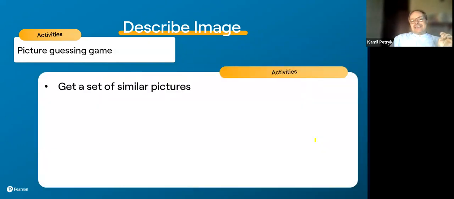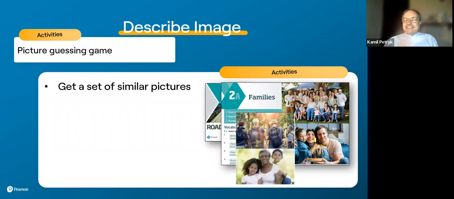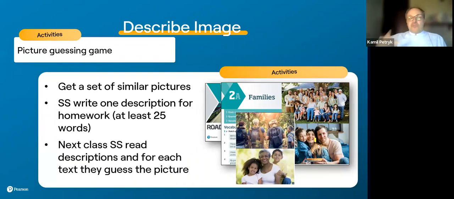There's another idea for a competitive activity in which they will practice image description. You can give them a set of similar pictures. For example, Roadmap. I told you 2 weeks ago that Roadmap has great images, so you can easily find some images to work with. For example, in unit 2A, families, you have a set of 4 pictures that are quite similar, right? For homework, they choose one image and write a description, at least 25 words. And after that, they bring the homework back, preferably as a printout, because you want them to type the text at home.